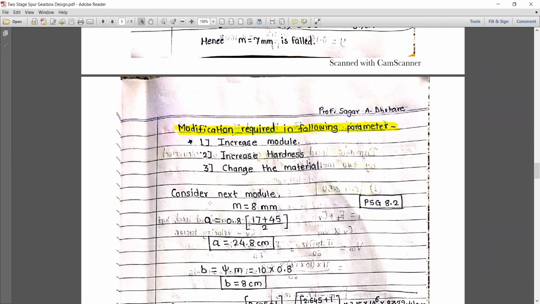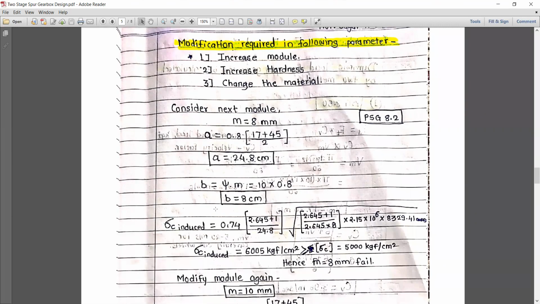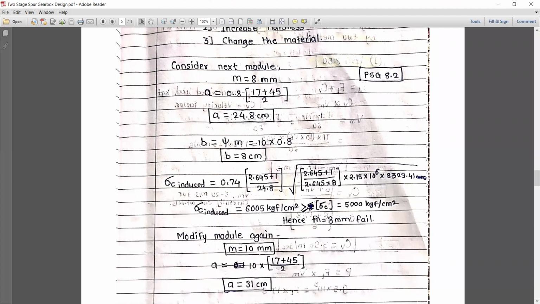By increasing the module to the next, m is equal to 8, calculating the values of a and b, here a comes out to be 24.8 and b comes out to be 8 centimeter. Putting all the values, what we get? Induced sigma c is equal to 6005. It means it still fails, meaning it is still coming out higher. Again we are modifying the module. Now we are referring to the next, m is equal to 10 mm.